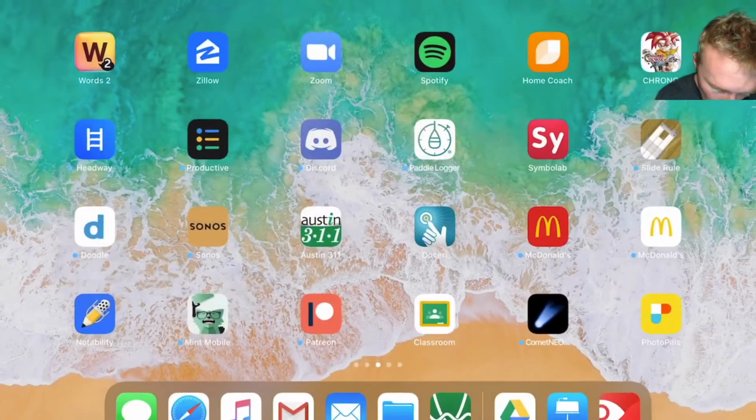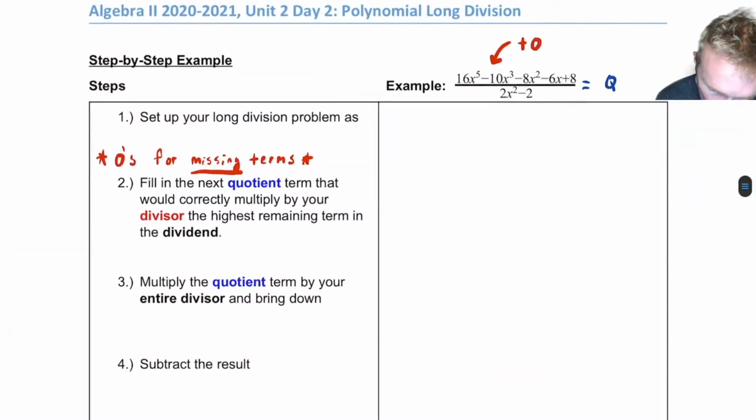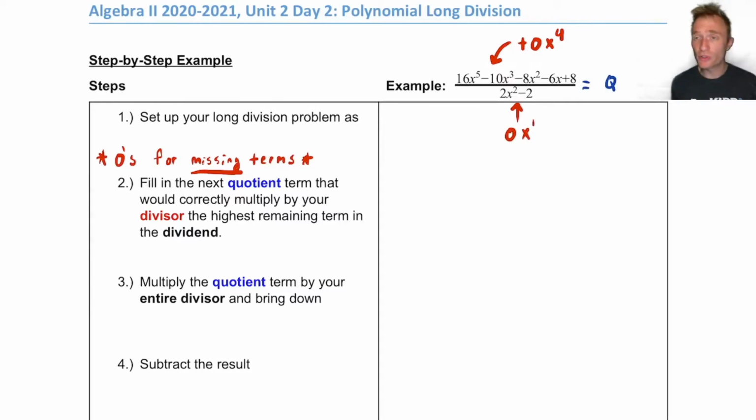I'm going to put a plus 0x to the fourth in here to make everything line up. And I'm also going to do that for my divisor. See how our divisor goes x squared and then there's no x term? I'm also going to do a 0x to the first term here. And so you're going to see why it's going to make everything just line up nice and neat when we do this.